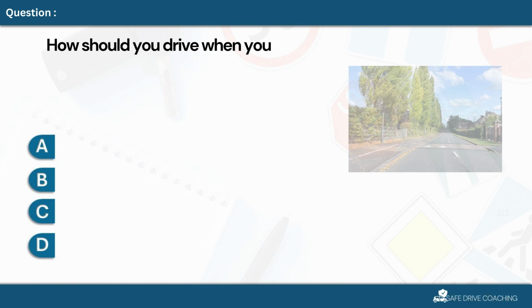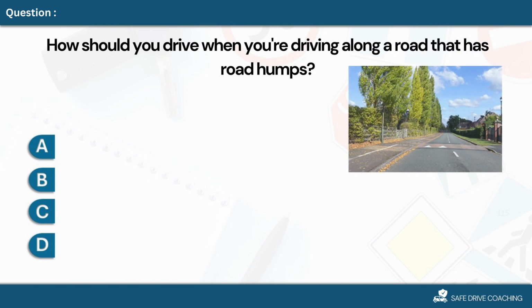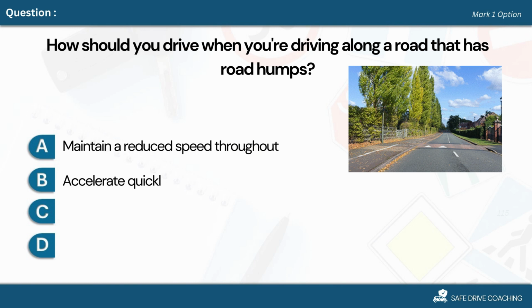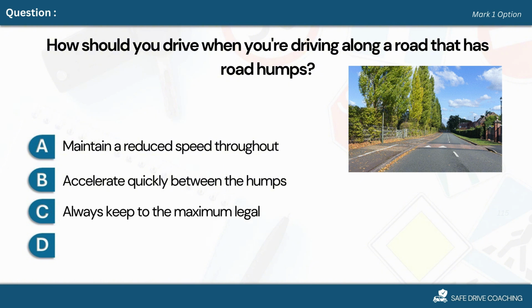How should you drive when you're driving along a road that has road humps? A. Maintain a reduced speed throughout. B. Accelerate quickly between the humps. C. Always keep to the maximum legal speed. D. Drive slowly at school times only.